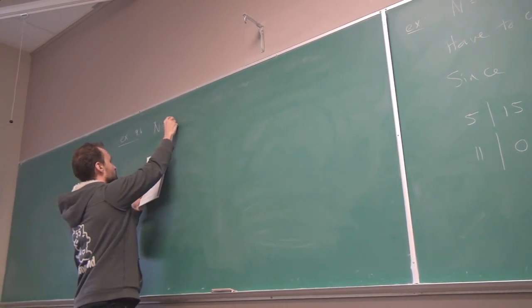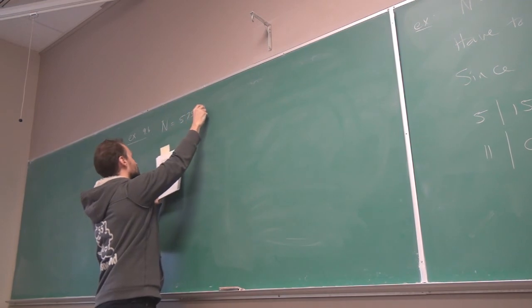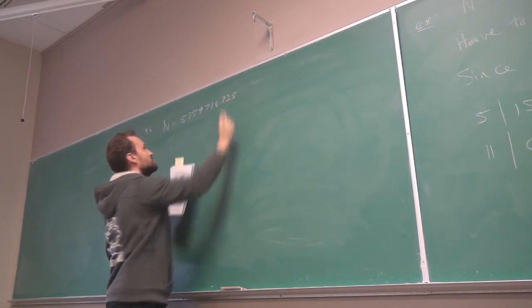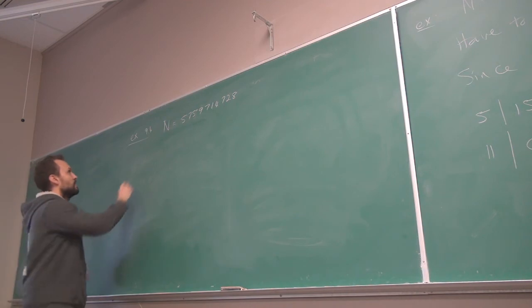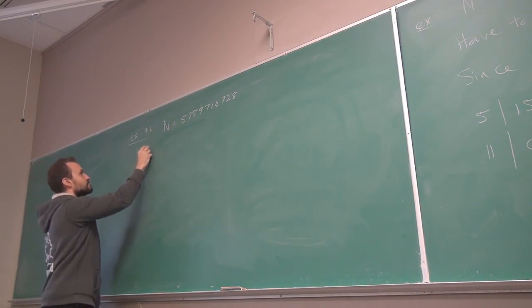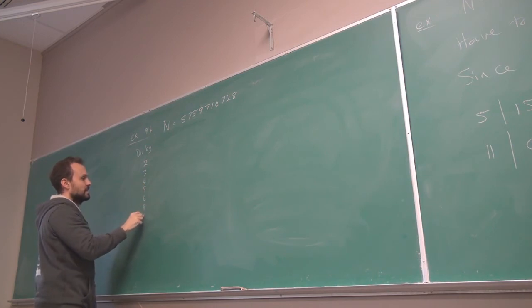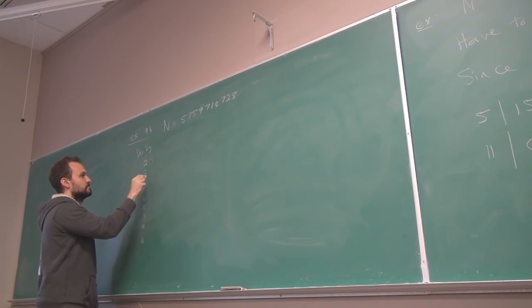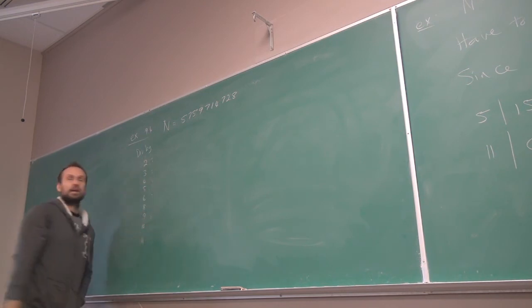5, 7, 5, 9. Oops, that's a 5. 7, 1, 4, 7, 2, 8. Just a big, unnecessarily big number. And I want to check divisibility by 2, 3, 4, 5, 6, 8, 9, 10, 11. Yes or no, yes or no, yes or no, yes or no. And why?